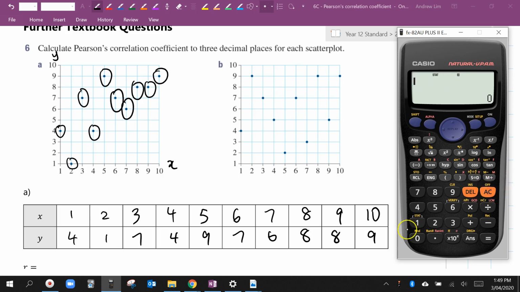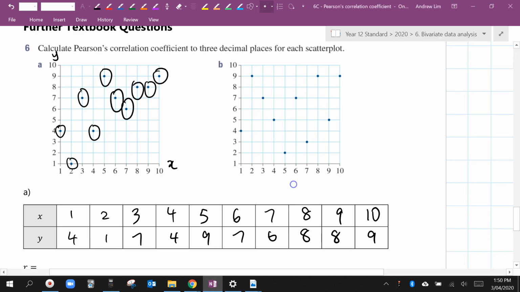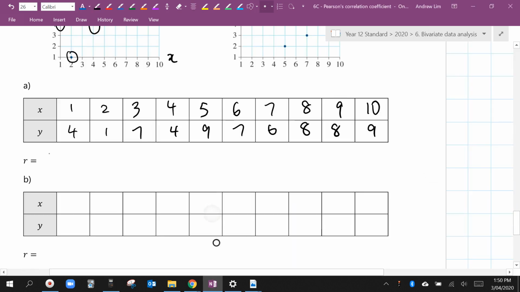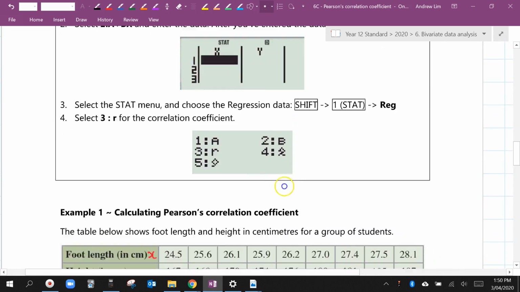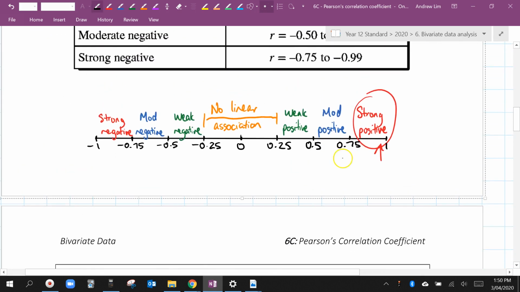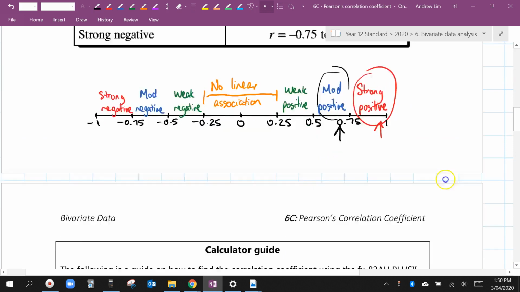I want my answer now, so I need to press Shift 1. Regression is 5. And Pearson's correlation coefficient R is 3. Press enter, press equals. And that's 0.731. So if I were to describe this, if I were to go back to this, 0.731 is about here somewhere, which is moderate positive.